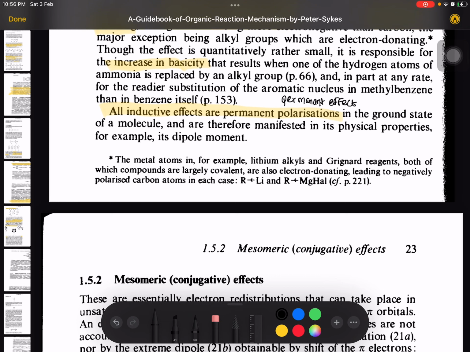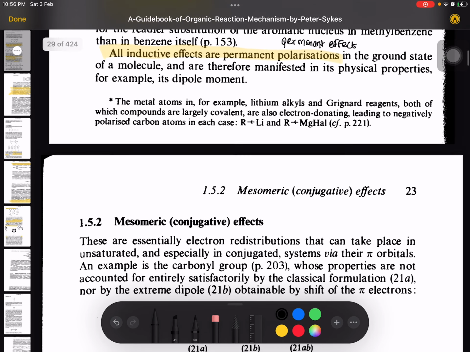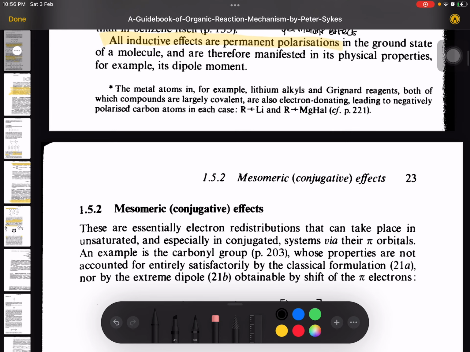All inductive effects are permanent polarizations. It's a permanent effect in the ground state of a molecule and is therefore manifested in its physical properties, for example, its dipole moment.